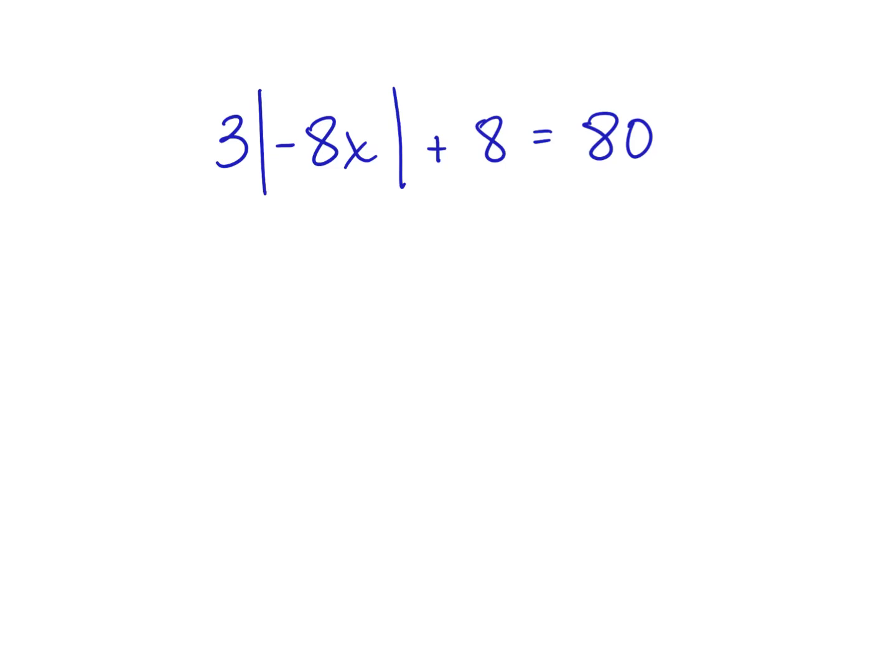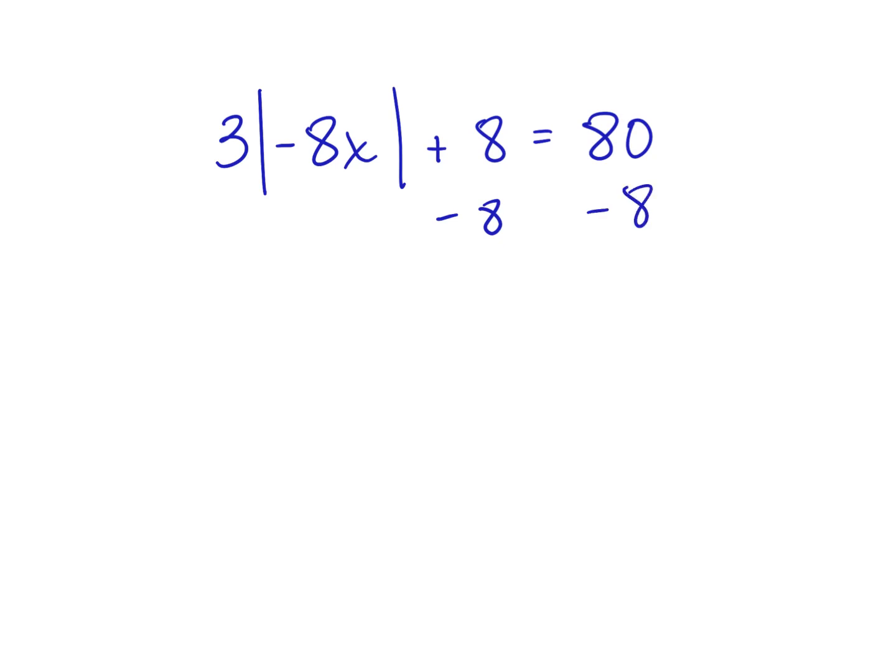All right, so just so you can see this whole thing in action, this is 3 multiplied by the absolute value of negative 8x plus 8 equals 80. First thing I'm going to undo is the addition. You want to undo in the opposite order of the order of operations. So first thing I'm going to do here is subtract the 8. That's going to give me 0 for this part. So that's how we get rid of it on that side.